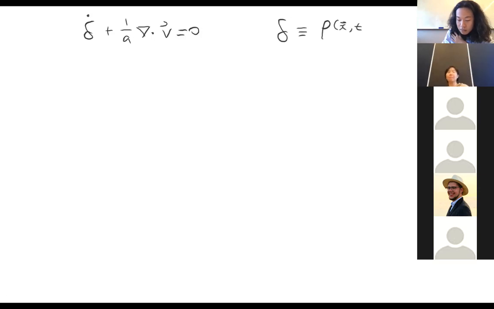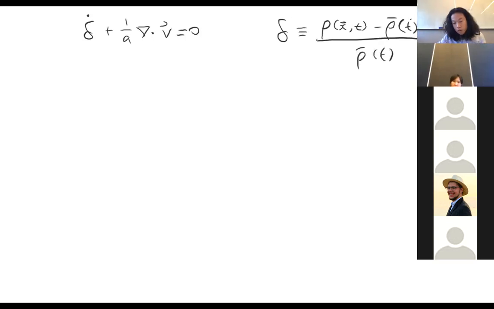If you recall, we had the continuity and the Euler equation. I rewrite them in a slightly more convenient format. So delta dot plus 1 on a del dot v is equal to 0. Here delta is defined as the density at some point x at some time t, minus the average density of the universe, which is a function just of t, divided by the average density of the universe. So this is the density contrast.